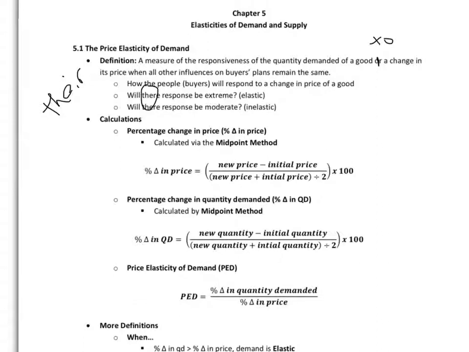Same exact formula, dealing only, instead of with price, with quantity demanded for the percentage change in quantity demanded. It's the new quantity minus the initial quantity over the new quantity plus the initial quantity divided by 2. And again, because we're dealing with a percentage, and that gives us a decimal, we're going to multiply by 100.